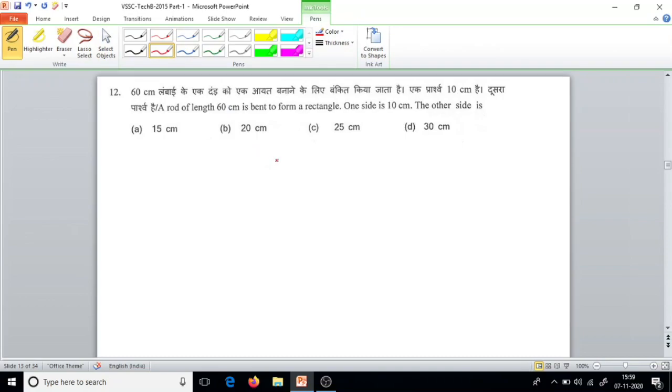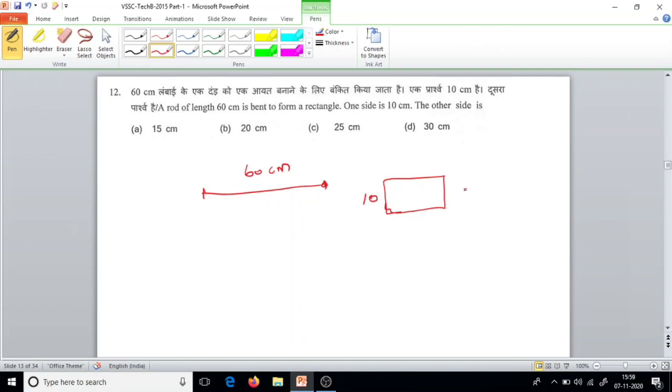length 60 centimeter is bent to form a rectangle. One side is 10 centimeter. The other side is, see, we have a rod. This length is 60 centimeter, and he has folded it and formed a rectangle. And one side is 10 centimeter.